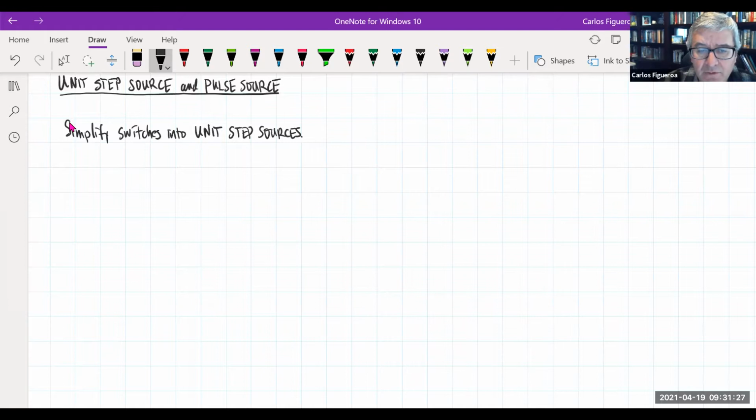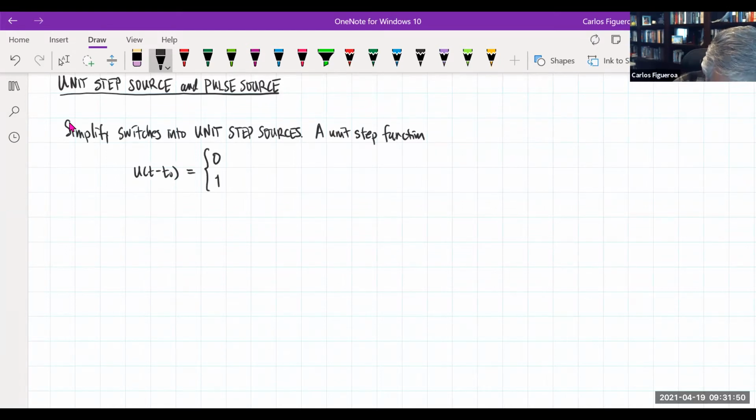Okay, so what we're going to do here is define a step function. A unit step function looks like this. We define it as u of t minus t naught, and this is going to be either 0 or 1. We typically say that for t less than t naught, it's 0, and then it turns on at t greater than or equal to t naught. This is our step function right here.